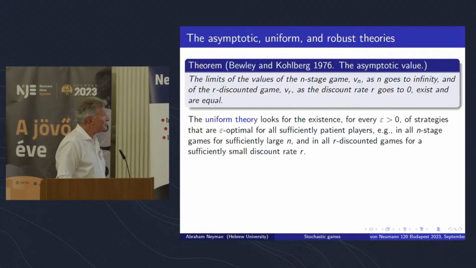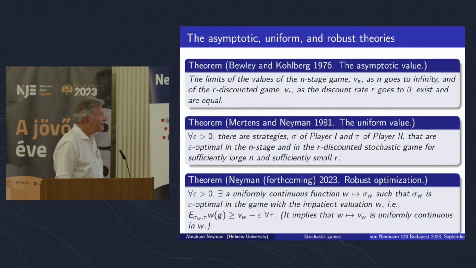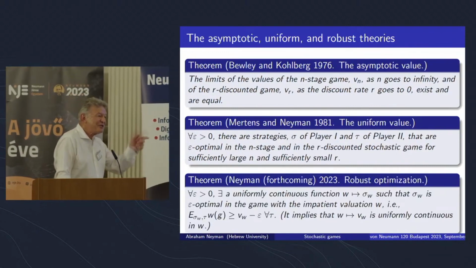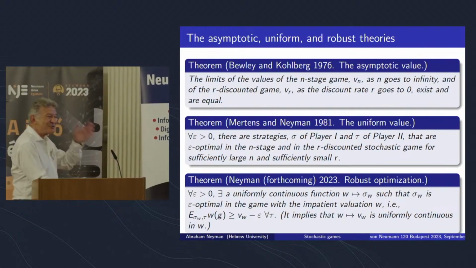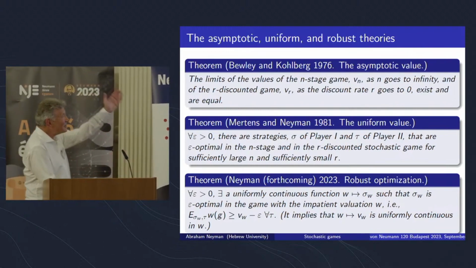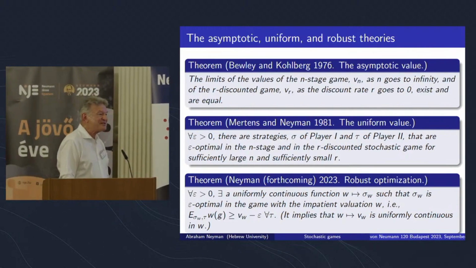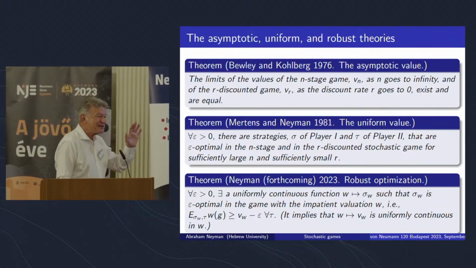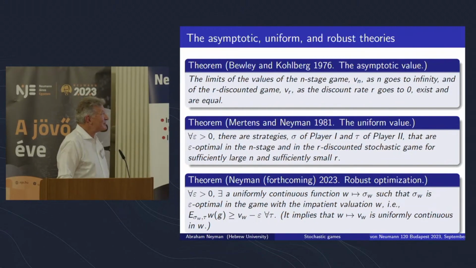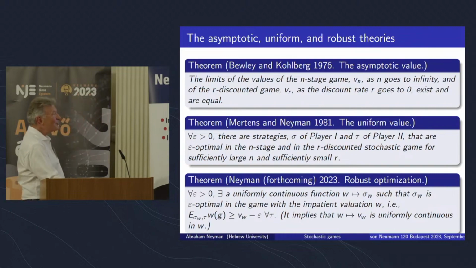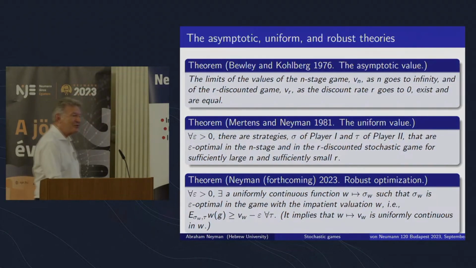And I would just finish here with the last slide. The presentation will be on my site, so you can view the details of what each one of these means. These are the three topics that I mentioned. I'm not sure that I'll get to them in the lecture. So there is the asymptotic theory, the uniform theory, and the robust theory, where we look at different concepts. Thank you.